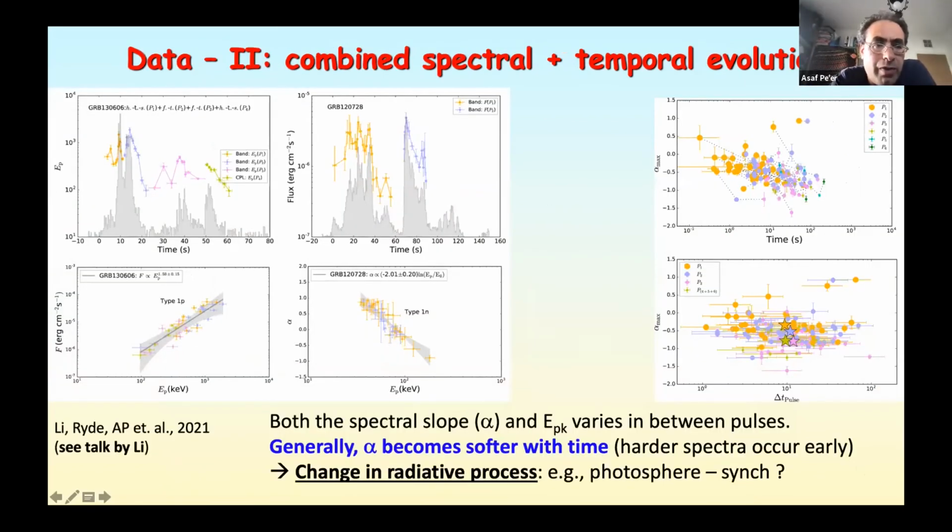Now we have, 10 or 12 years later, work led by Lee, which I believe will be presented later on, either today or tomorrow, or the next time we have this session, which looked at multiple pulses. When we do this time-resolved spectroscopy, we're actually seeing that both the spectral slope, what we call alpha, and E peak both vary within the pulses. The general trend, which I'm not sure is easy to spot from here, is that the spectral slope becomes softer with time, which means that the harder spectra occur earlier. This is a possible indication of a change in the radiative process. For example, we may be starting with a photosphere and then it may turn into synchrotron later on.